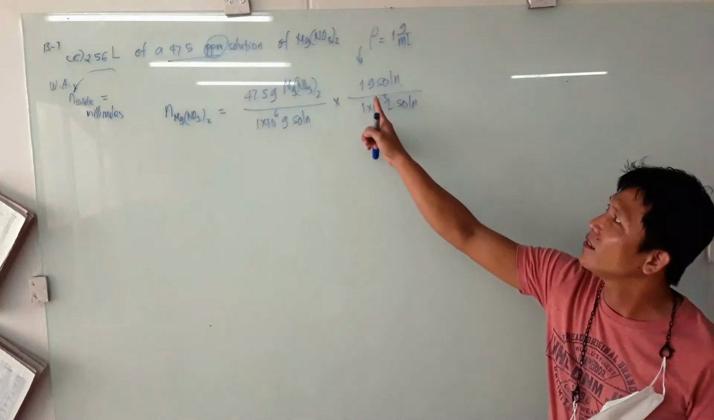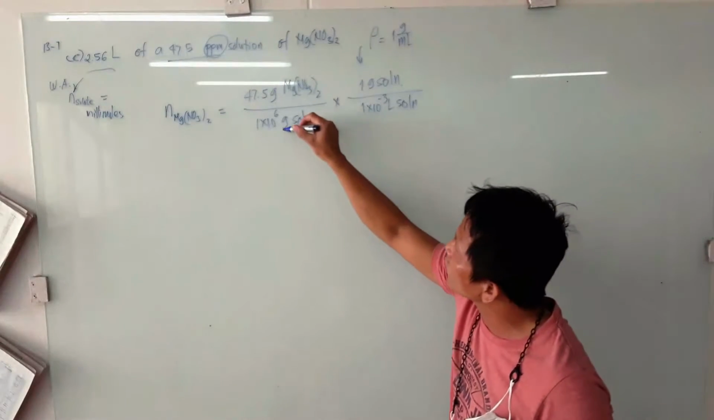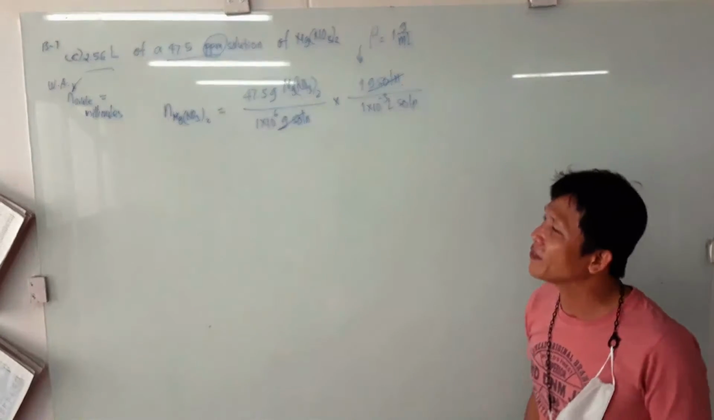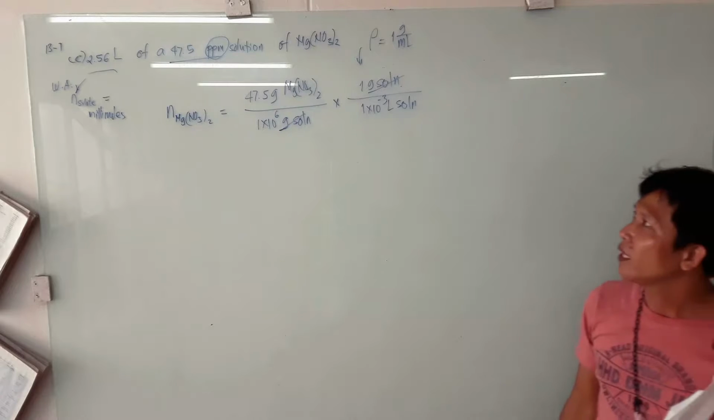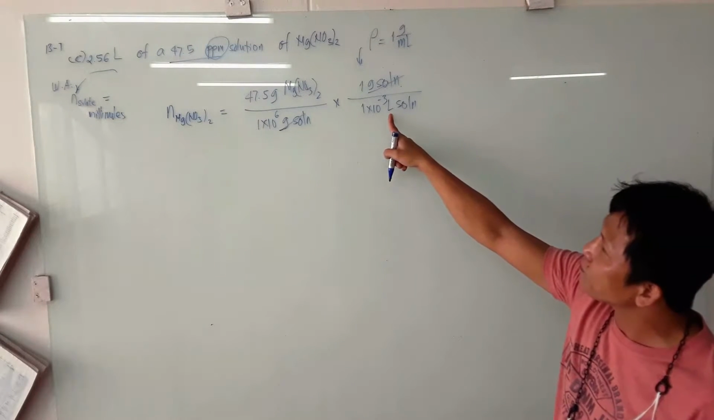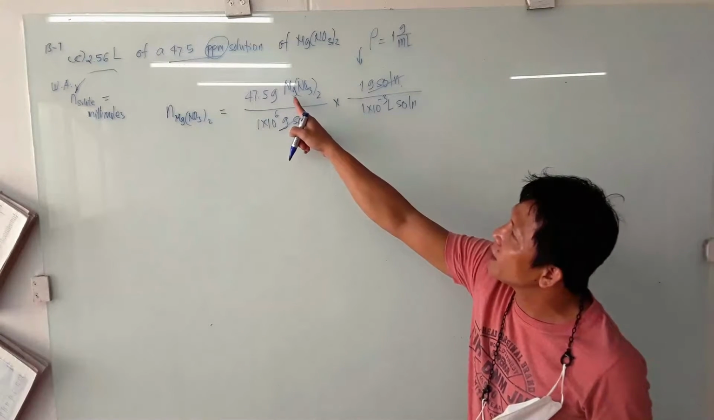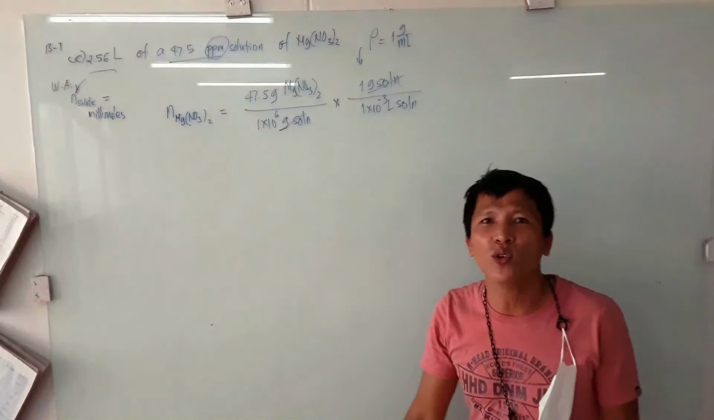So this is it. We use the density as a conversion factor. By that, we can already cancel off the grams of solution. Now, as you can see, we still have two problems. The grams, we can convert if we use a formula weight.